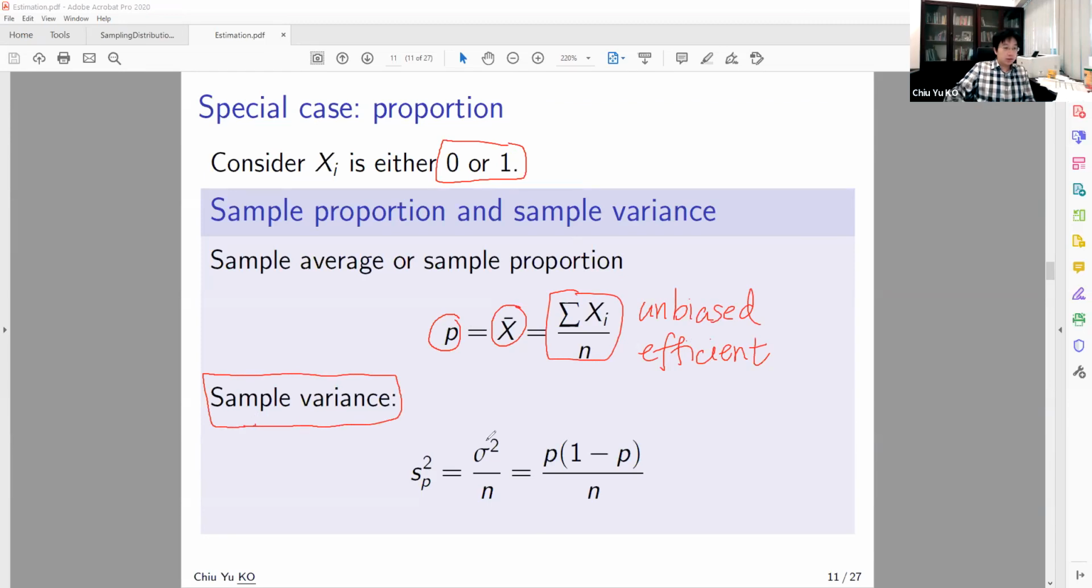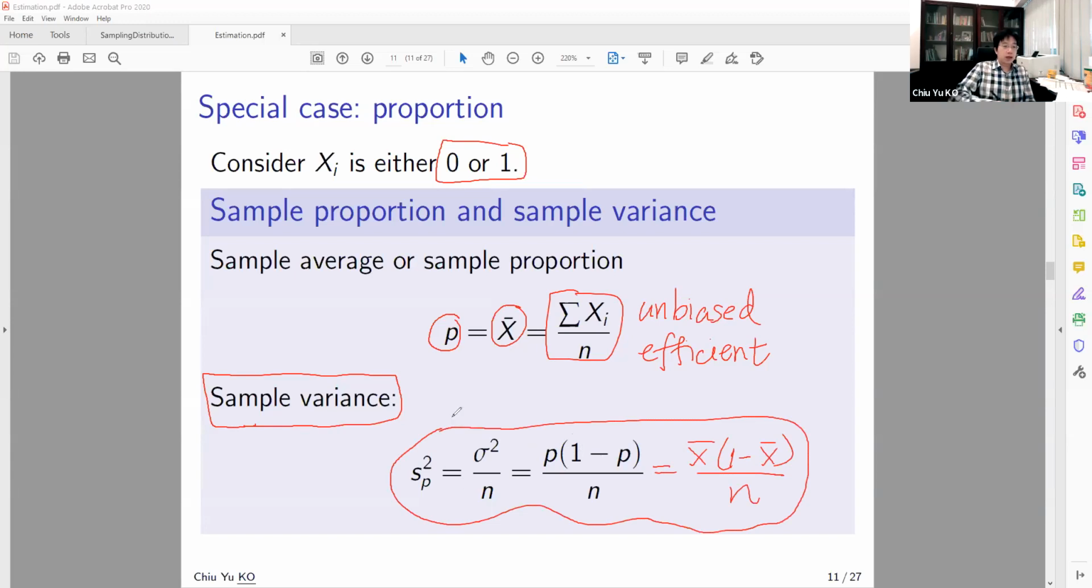One thing is the sample variance. We can directly use the sample mean times 1 minus the sample mean, over n. That turned out to be different: we don't have n minus 1, because it's binomial. That's why this is something special that I added here. So this is something to know. This is a better estimator.